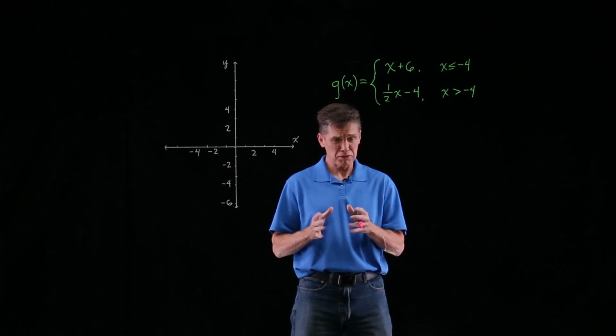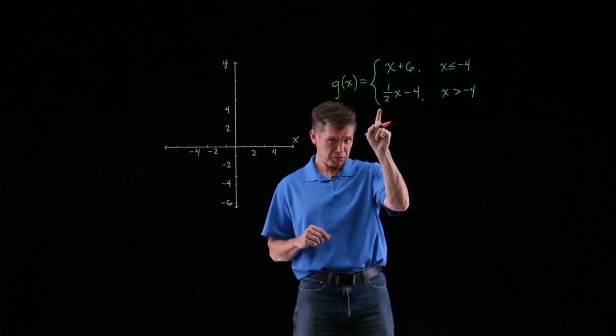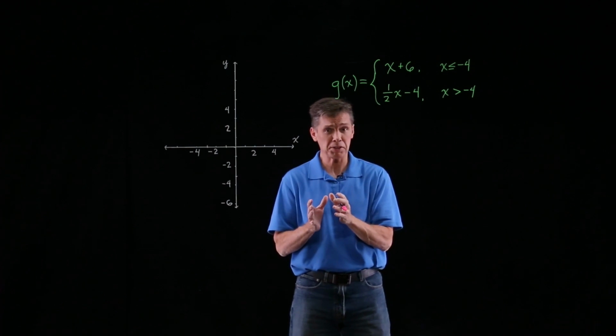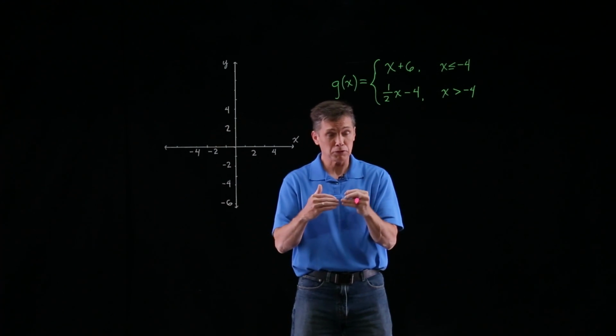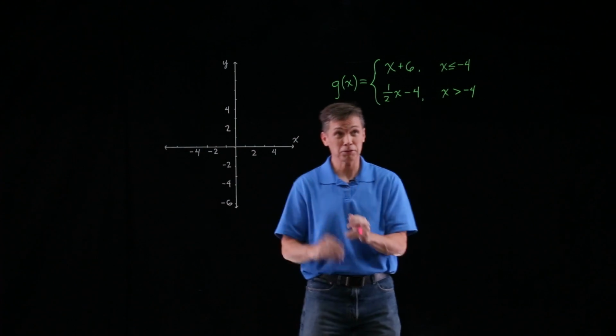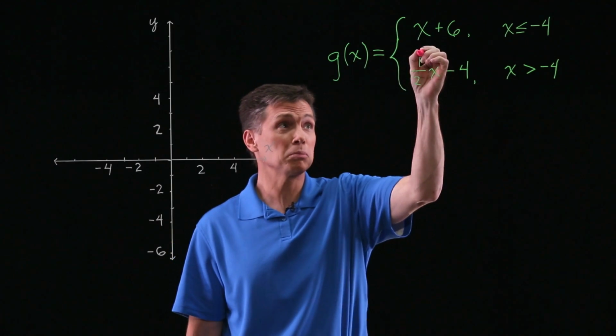Okay, here's another sketch the function type problem. This time the function they give us is a piecewise function. My advice is you actually do it in pieces. So start with whatever branch you want.